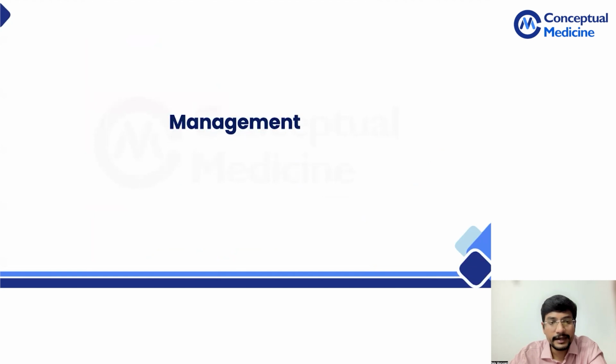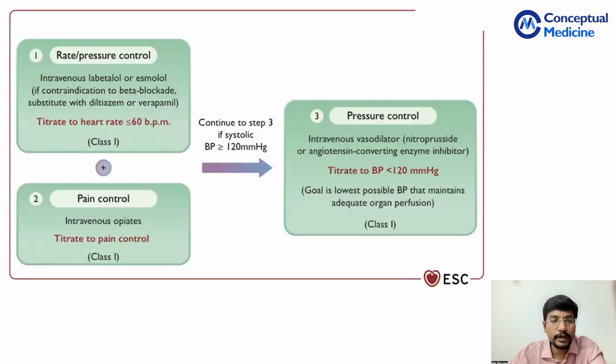The first is aggressive medical therapy. You control the rate, you control the pressure. You give intravenous labetalol, which is a combined alpha and beta blocker, or a short acting beta blocker. If there's no contraindication to beta blocker, if the patient is not in hypotension, then you can give intravenous labetalol or esmolol, or you can even give CCBs like verapamil, diltiazem. This is to control the blood pressure and then the heart rate. Heart rate target is less than 60. Blood pressure target is to bring it below 128.